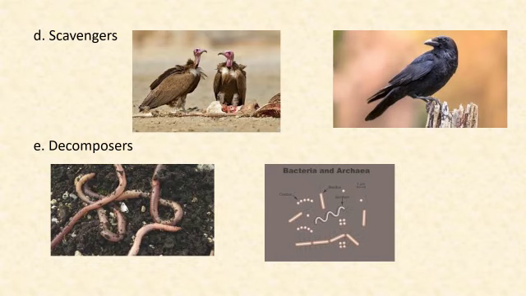Scavengers obtain their food from dead bodies of animals, for example, vulture, crow, hyena, etc. Decomposers. Decomposers are microbes which obtain their food by decomposing the dead bodies of organisms or other animals.